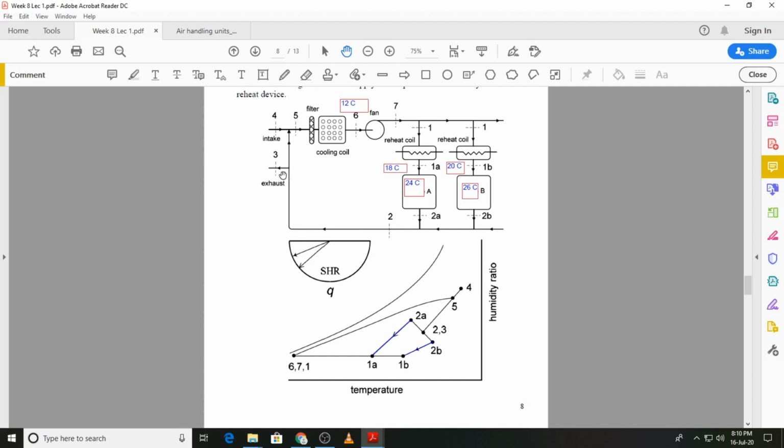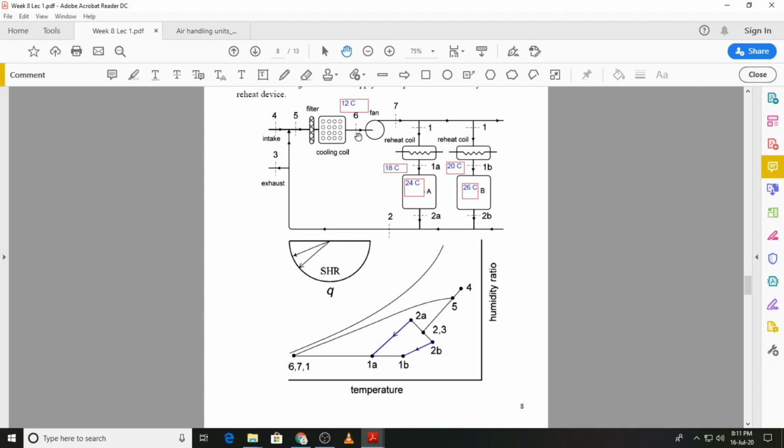Then the returned air, the recirculated air, is mixed with the outside air. The outside air is at state 4. You can see state 4, higher temperature, higher humidity ratio. Outside air at state 4 mixes with the recirculated air at state 2 or state 3, you can say they are the same, to give us the mixed condition at state 5. Then that air which is at state 5 is cooled and dehumidified. This is the cooling and dehumidification process, and we get back to state 6. That is how this psychrometric diagram shows the cooling cycle of a terminal reheat system.